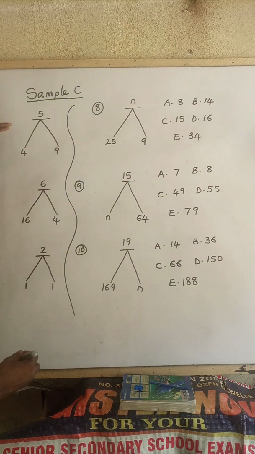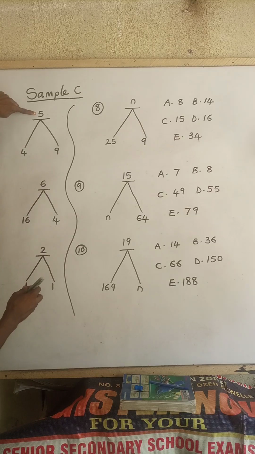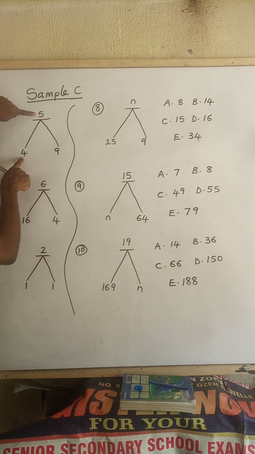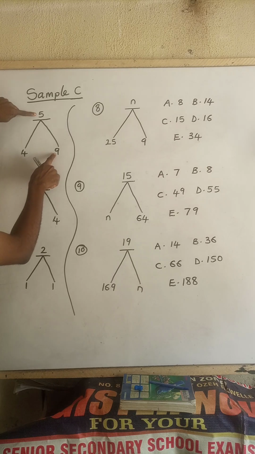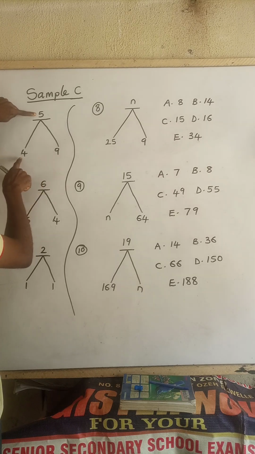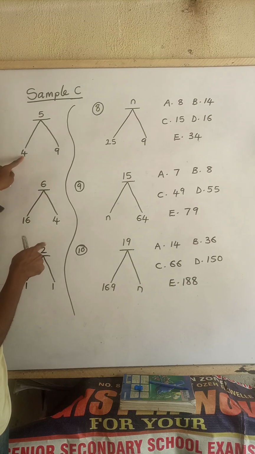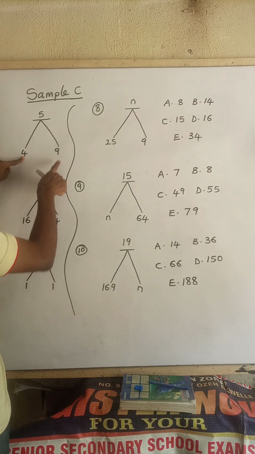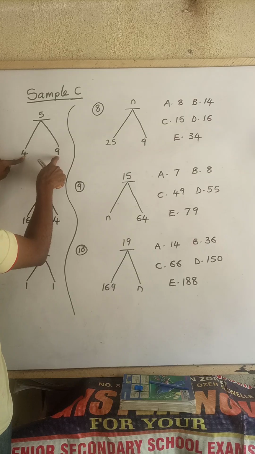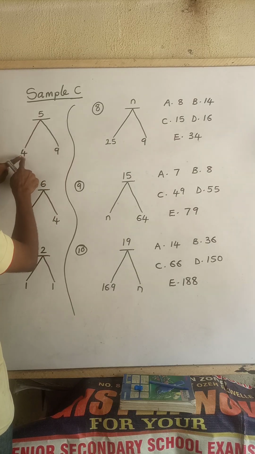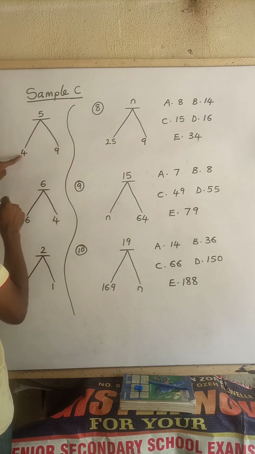Now back to sample C. What they did here, if you are looking for 5, you find the square root of 4 is 2. Square root of 9 is 3. So 2 plus 3 will give us 5. And if you are looking for this, what you are going to do is this. Find the square root of this, which is 3. Remove it from 5. It will give you what? 2. You now do 2 times 2, 4.